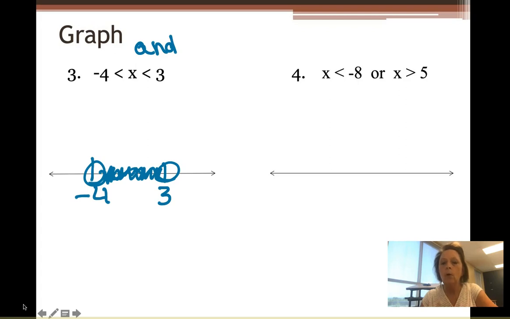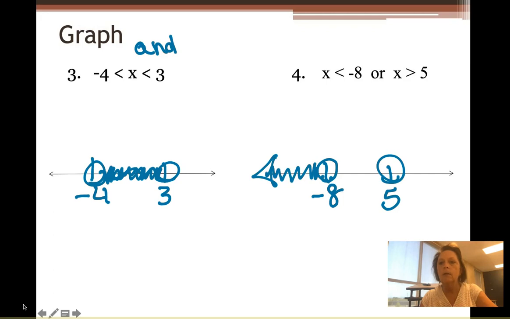The second one is an OR, so I know I'm going to have 2 points and it's shading out. So let's put our 2 points on our graph. And the first one is going to be an open circle shaded to the left. And the second one's going to be an open circle shaded to the right.